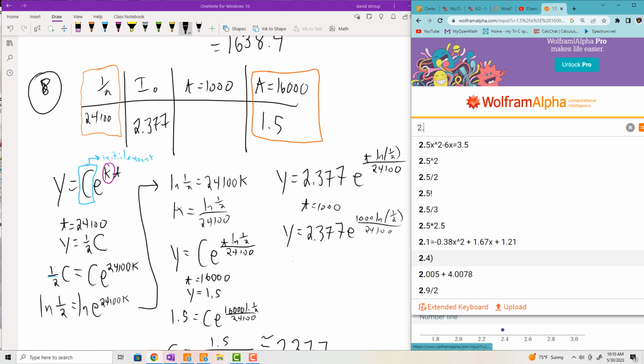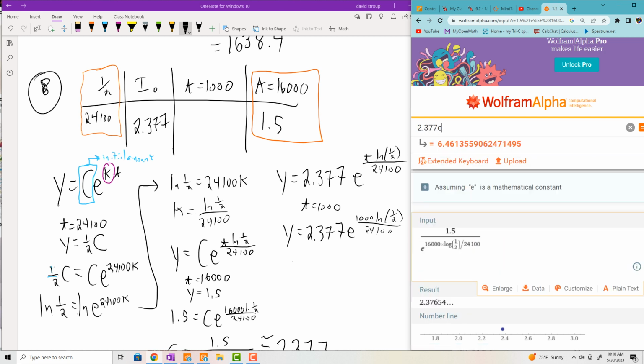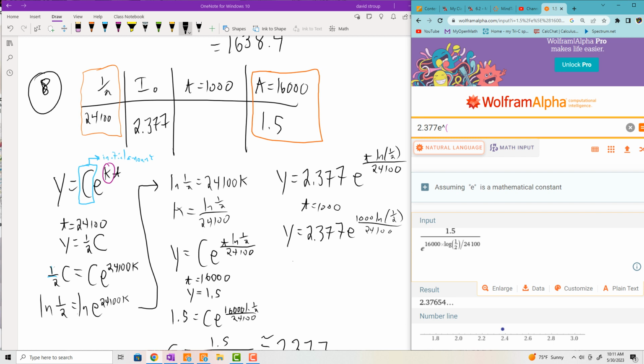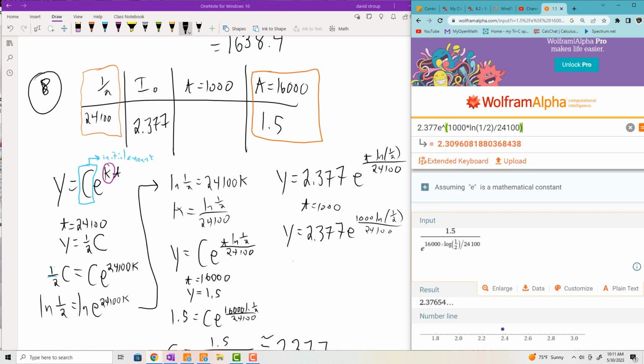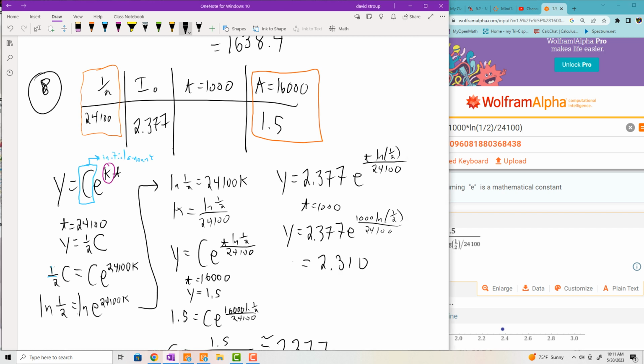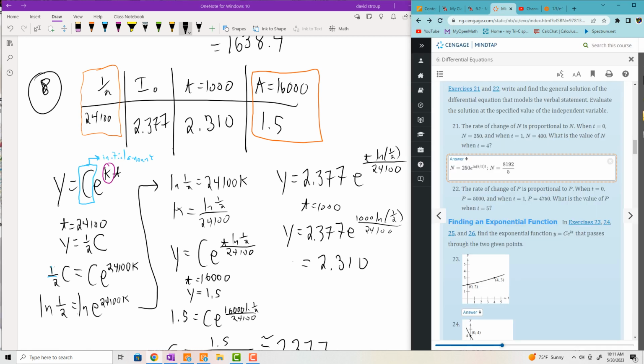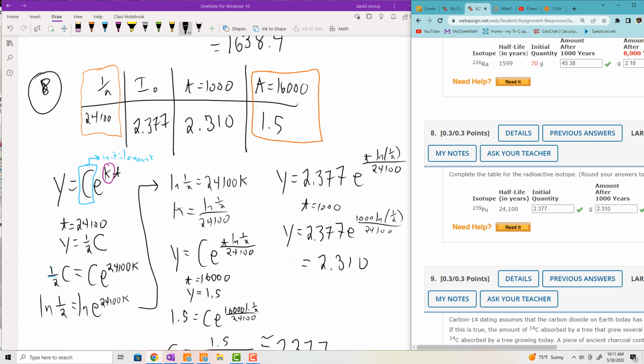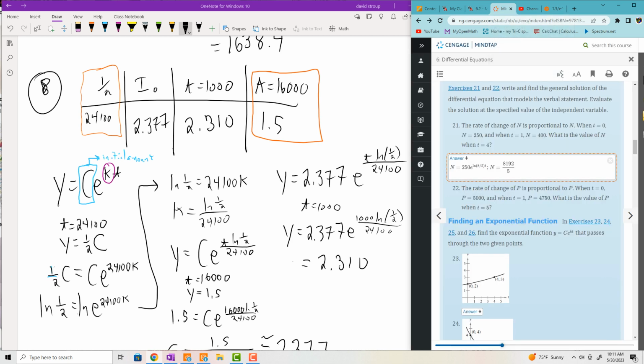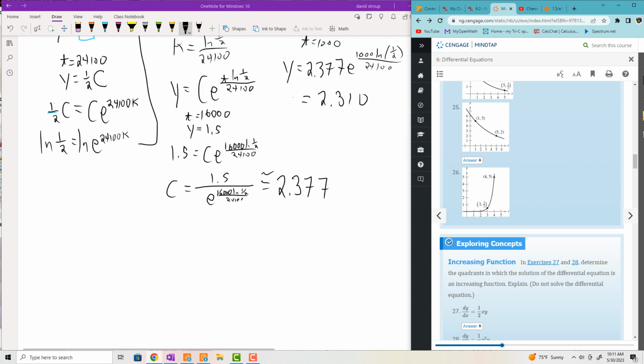So 2.377 e to the 1,000 times ln of 1/2 divided by 24,100 in parentheses: 2.310. And then you put that into this spot. Yeah, okay. So that's the exponential decay problem.